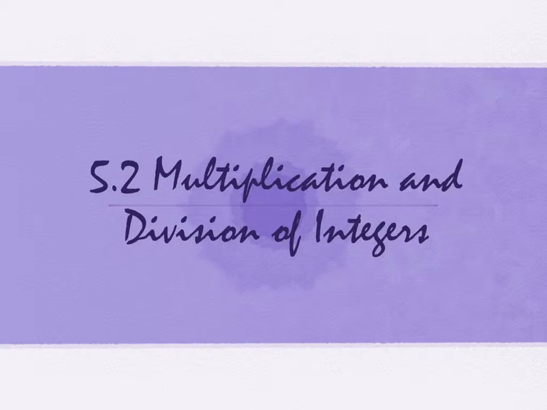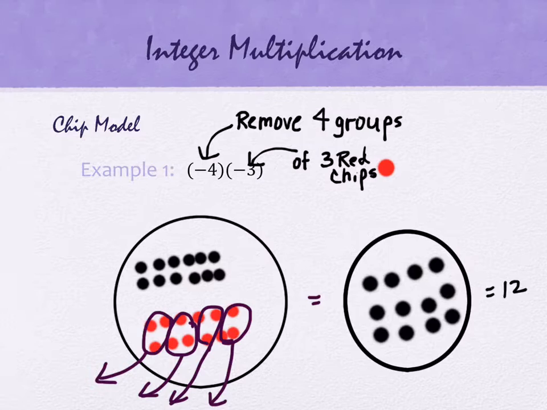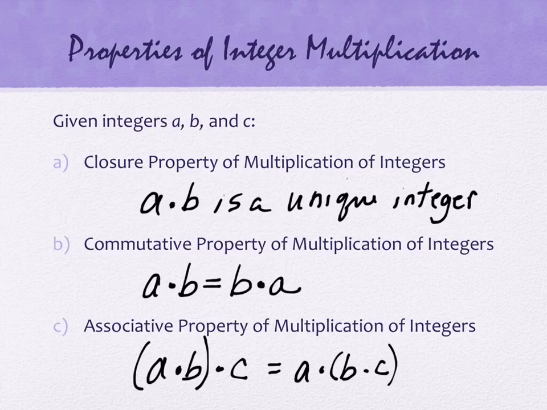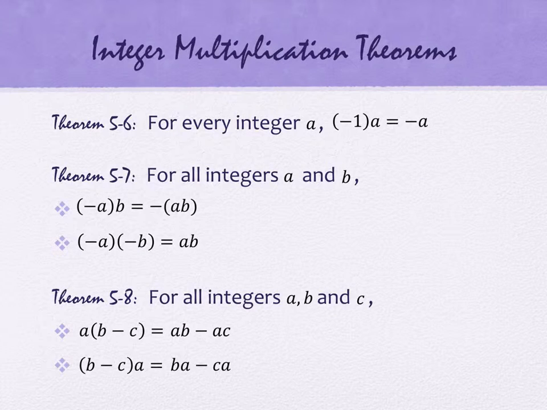Section 5.2, we looked at multiplication of integers last time and some of the properties of multiplication. And then we have a few more things with multiplication that we're going to take a look at. Not a lot with division, but just a little bit, and then we will be finished. So this is where we are, Theorem 5.6.